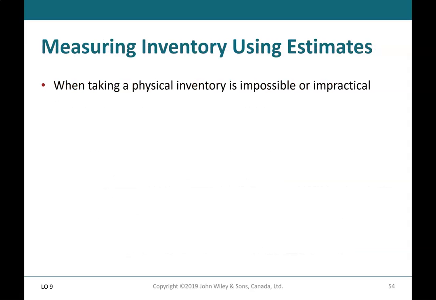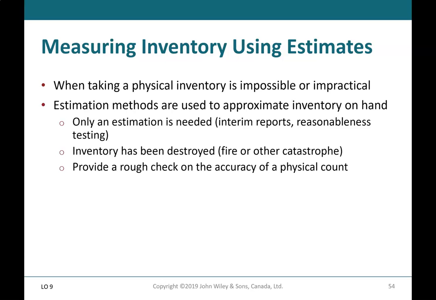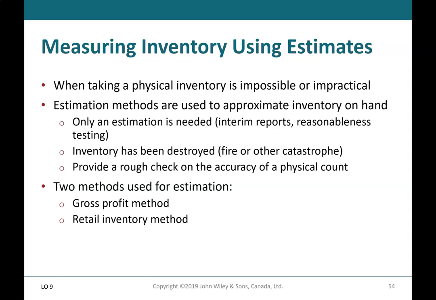Measuring inventory using estimates. When taking a physical inventory is impossible or impractical, estimation methods are used to approximate inventory on hand. Only an estimation is needed for interim reports and reasonableness testing, or when inventory has been destroyed, like in a fire or other catastrophe. Estimates provide a rough check on the accuracy of a physical count. Two methods used for estimation are the gross profit method and the retail inventory method.